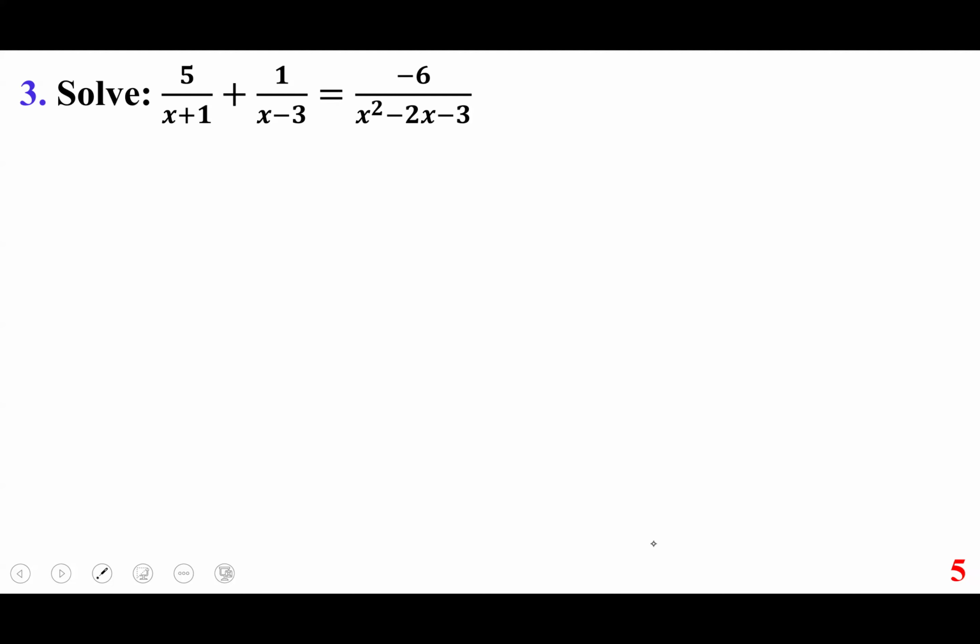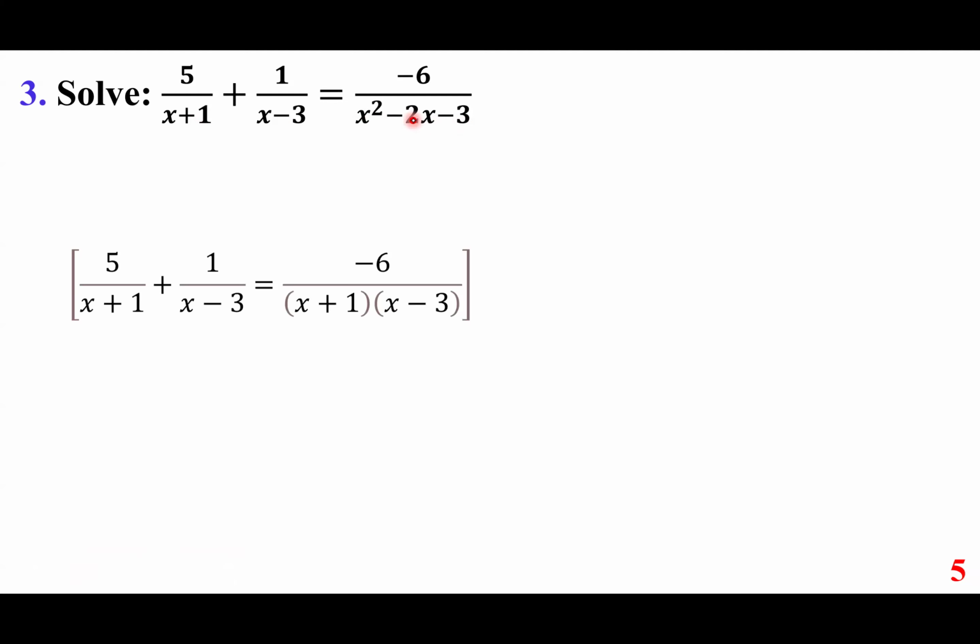We want to solve this rational equation. To solve a rational equation, there are different ways. The fastest and easiest way is to multiply both sides by the LCD of both sides. This one and this one are fine. This has to be factored. We want two numbers whose product is -3 and whose sum is -2: +1 and -3.